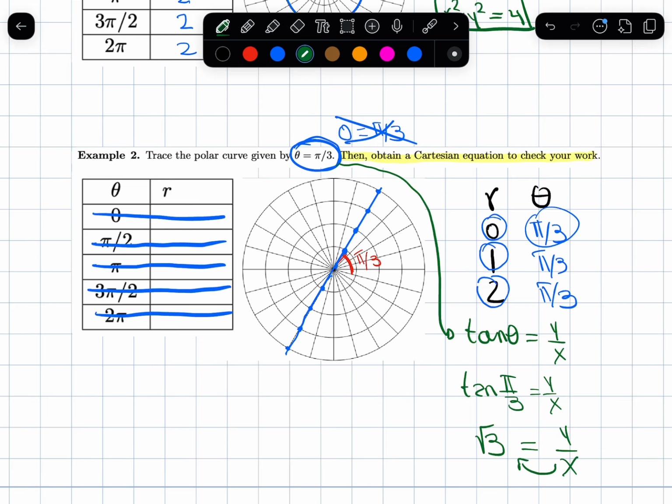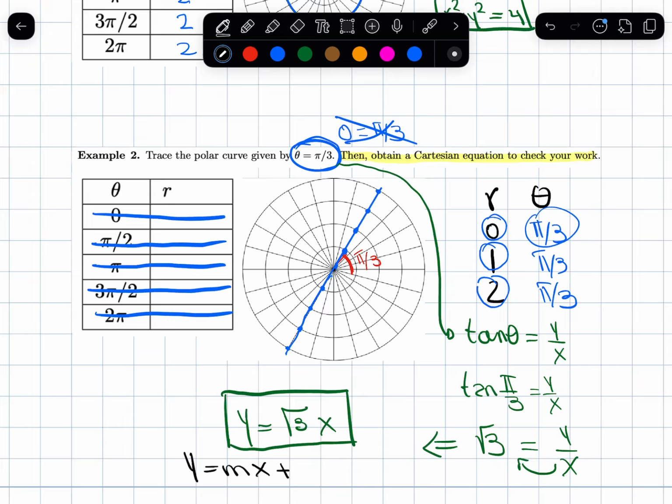So as you move this x over, your equation becomes y equals root 3 x. And if you remember, this is exactly what the slope-intercept equation of a line is supposed to be: y equals mx plus b, m being the slope, b being the y-intercept. So the y-intercept is 0 because there's no b, there's no plus anything after the x, and root 3 is the slope of my line. So it's exactly what is expected on this problem.